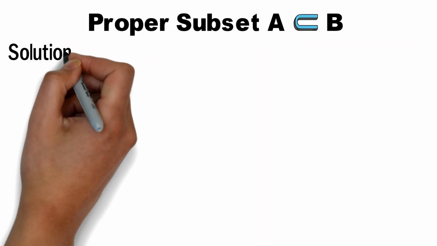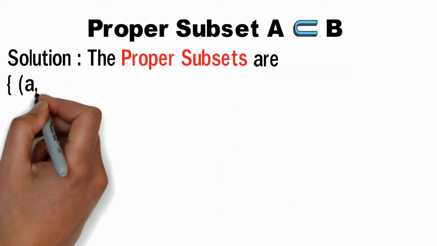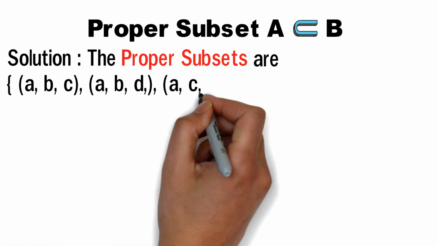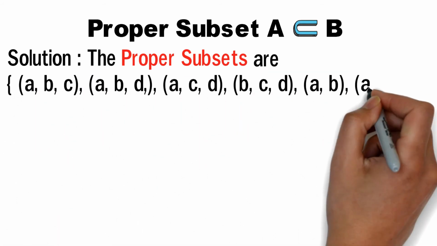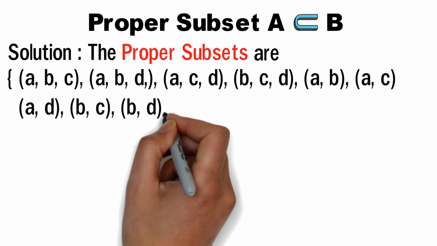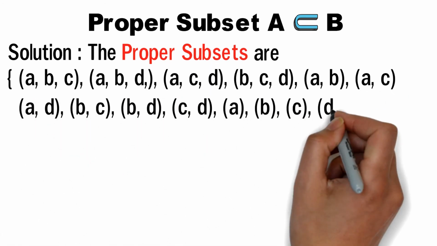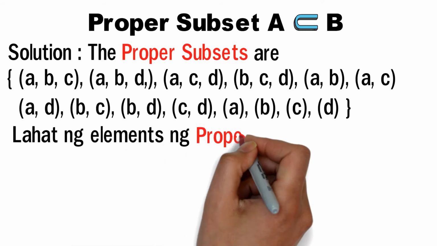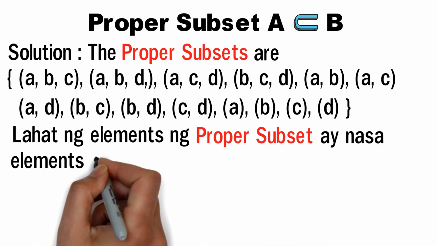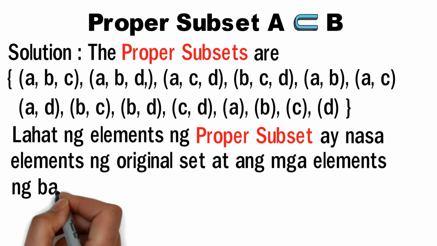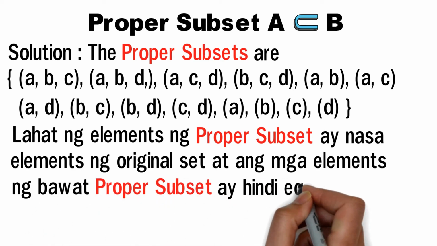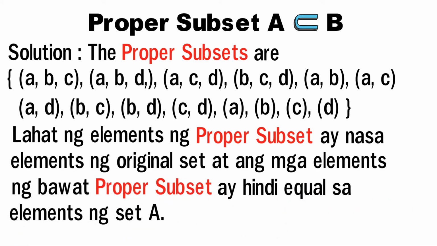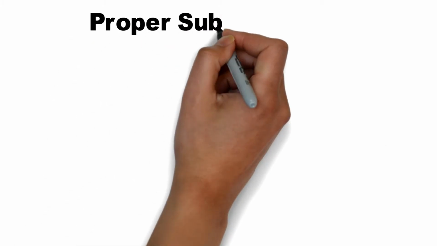Tama ka. The proper subsets of set A are {A, B, C}, {A, B, D}, {A, C, D}, {B, C, D}, {A, B}, {A, C}, {A, D}, {B, C}, {B, D}, {C, D}. All the subsets are contained in set A and each subset are not equal to set A.